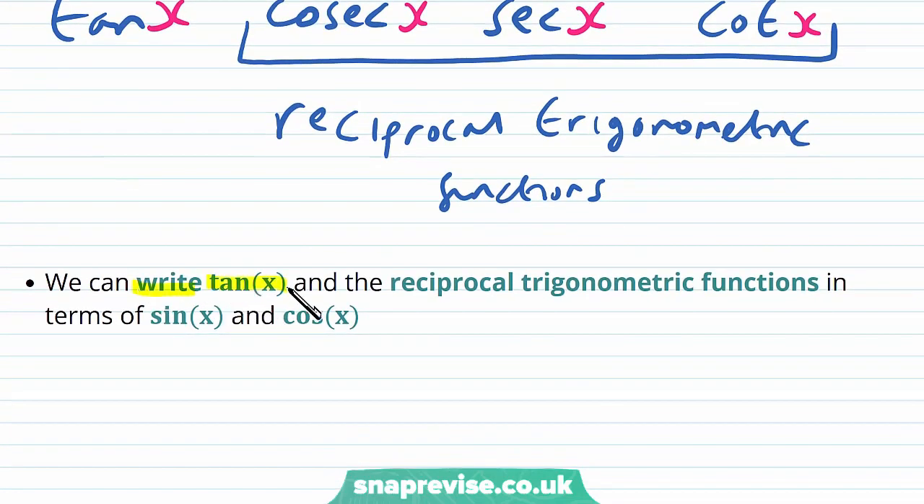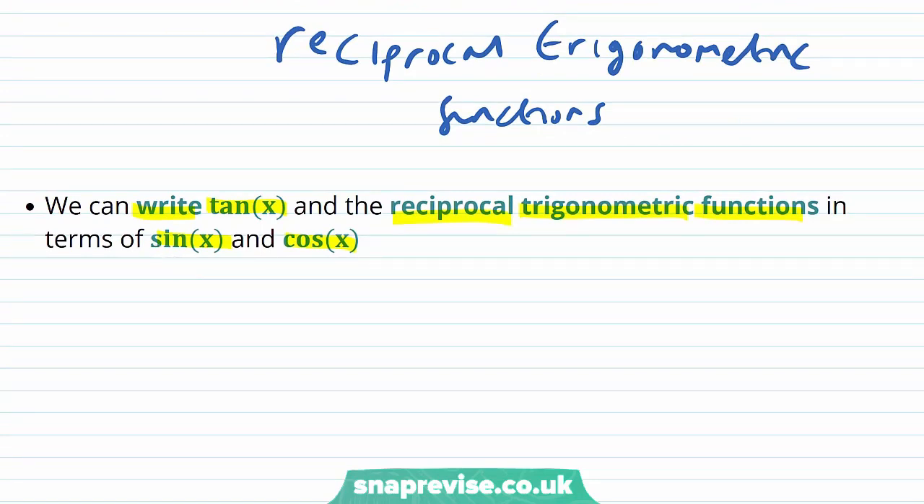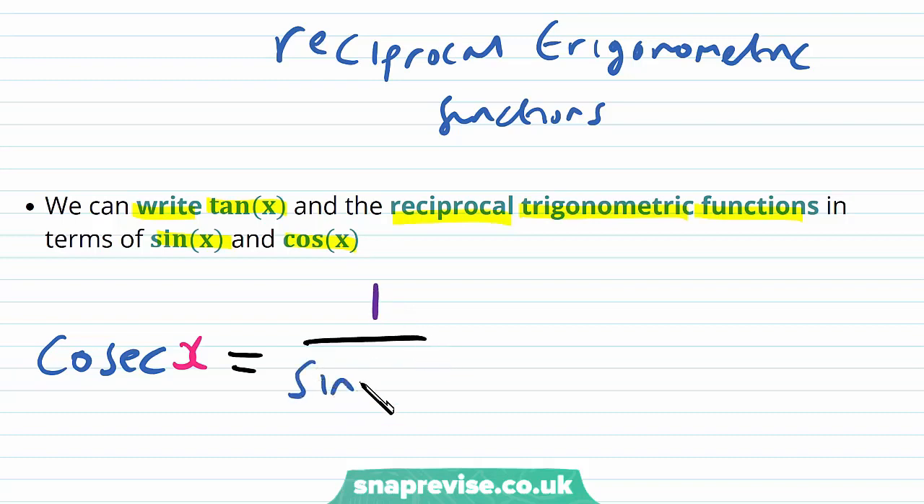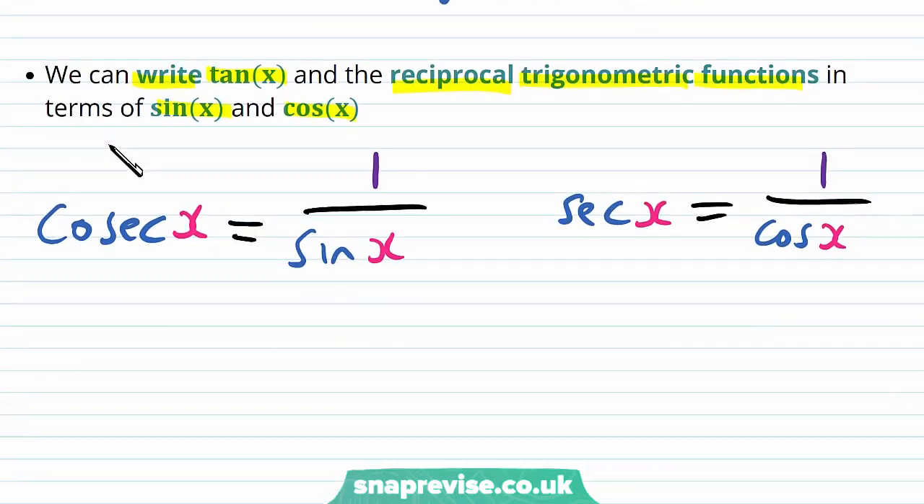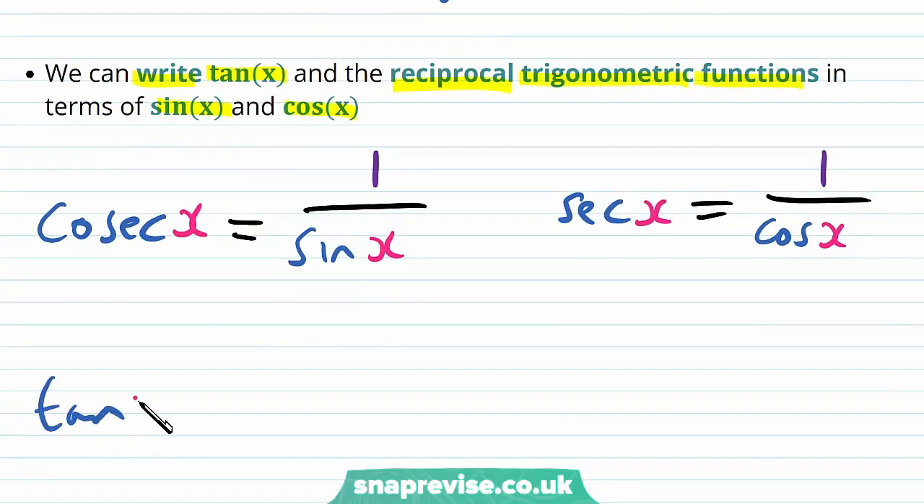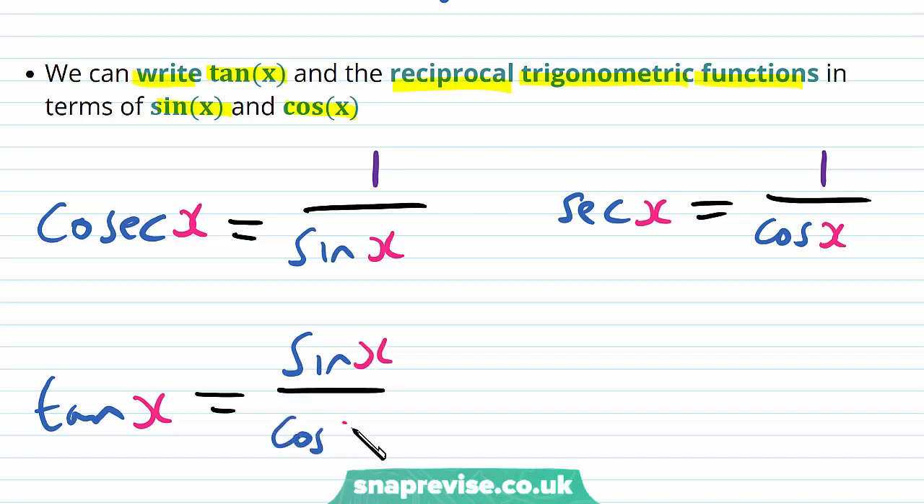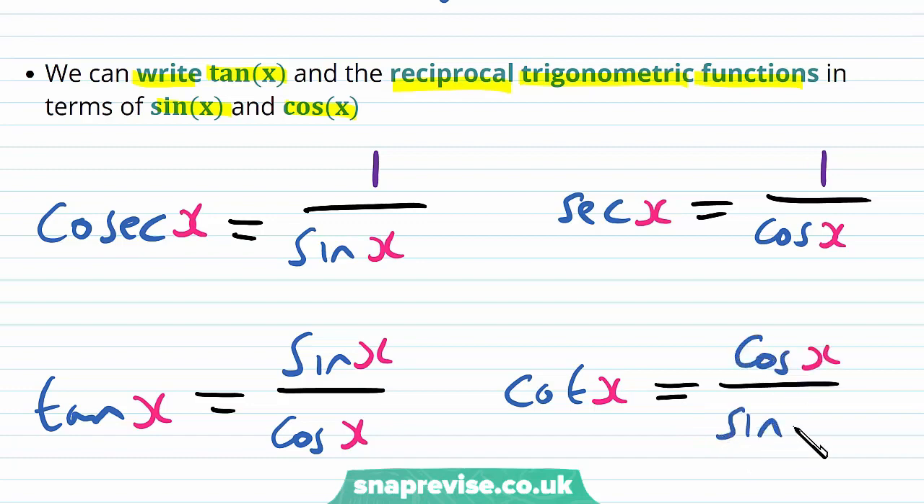We can write tan of x and the reciprocal trigonometric functions in terms of sine of x and cosine of x. So in particular, the cosec of x can be written as 1 divided by the sine of x by definition of cosec. Similarly, the sec of x can be written as 1 divided by the cosine of x. Tan of x can be written as sine of x over cosine of x. And lastly, the cot of x can be written as 1 divided by tan of x, which by the definition on the left is the cosine of x divided by the sine of x.